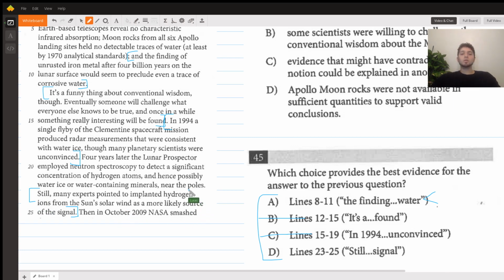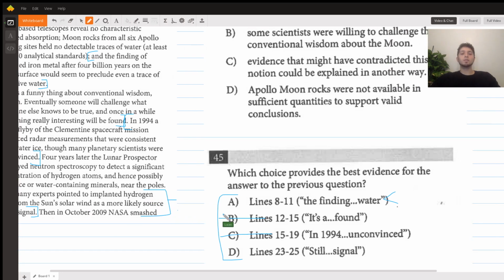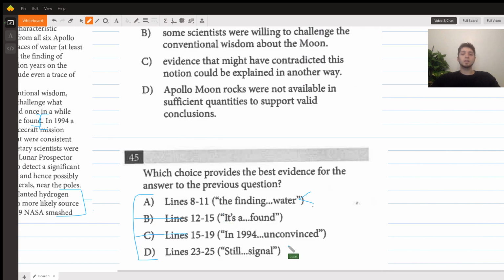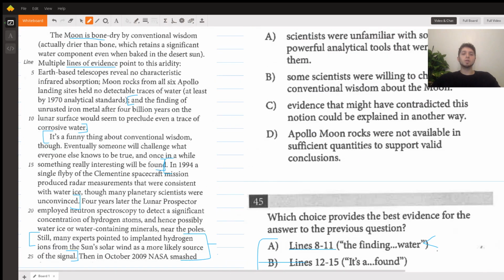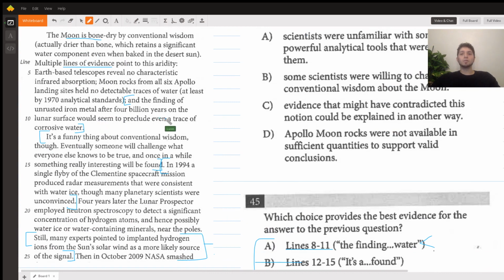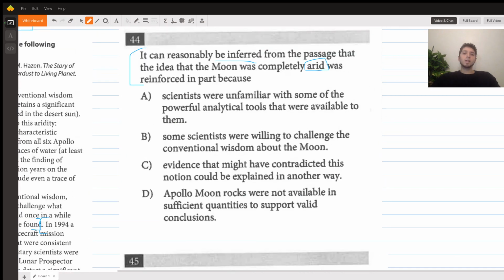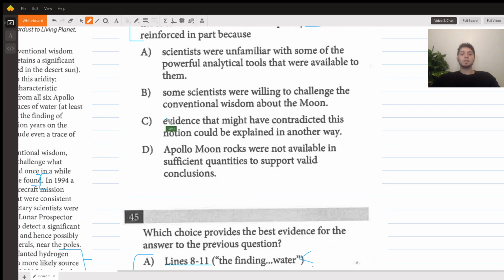So this also could be a nice answer choice for what we're looking for, because it's suggesting a reason why scientists would still believe that the moon was completely dry. So I'd say we could keep this one. Although to me, when I first saw this one, lines 8 through 11 actually seemed like the strongest one, right? Because they're basically saying we had iron on the surface and there's no evidence of corrosive water. So I would go back to the answer choices and look for a piece of evidence that would match that.